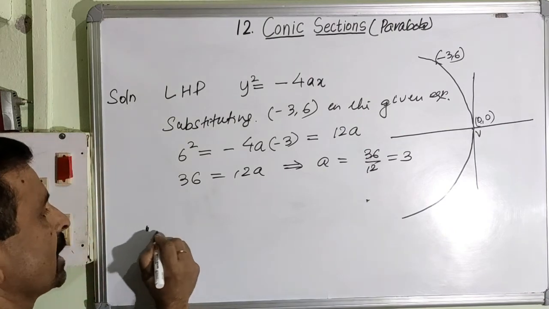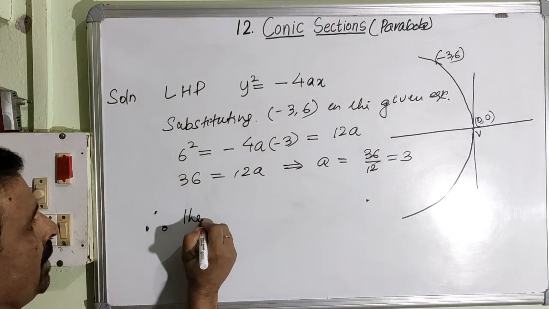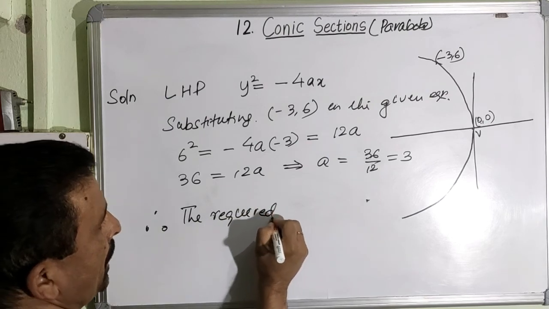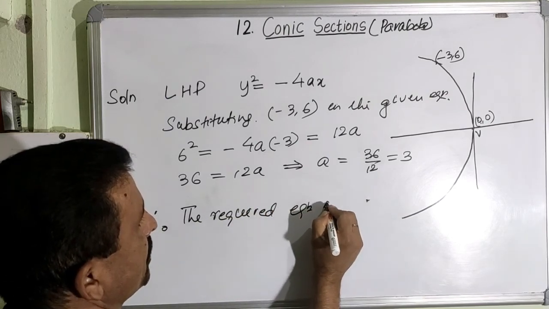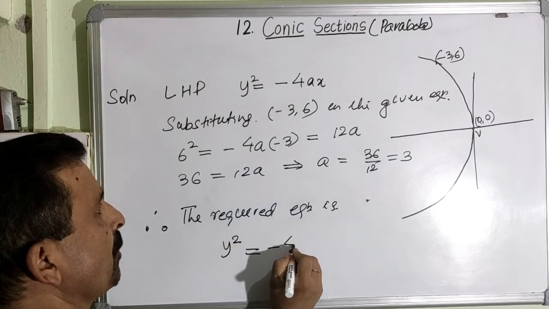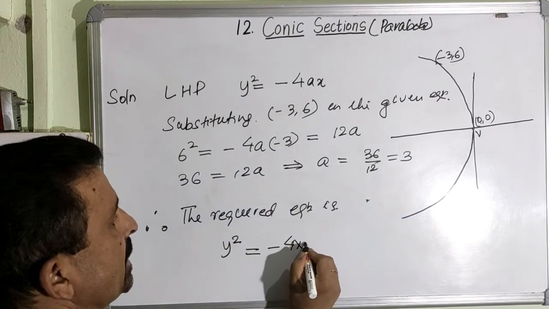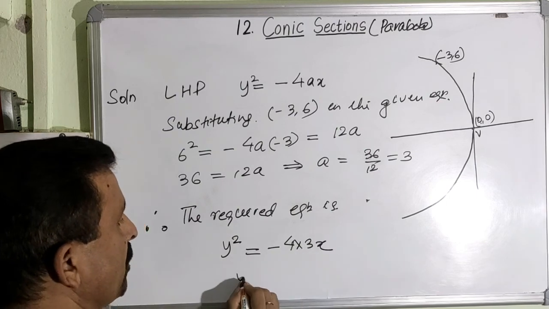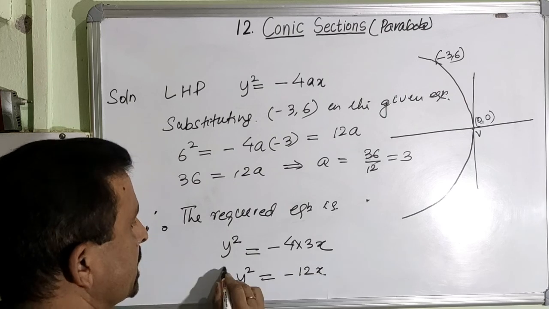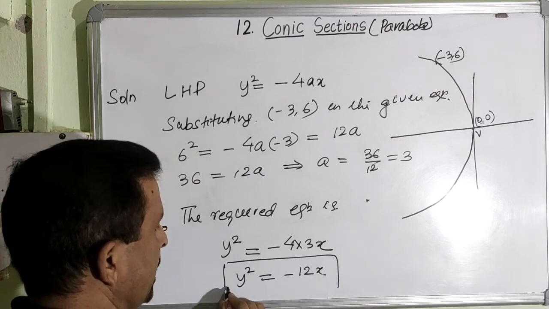And therefore, the required equation is: y square is equal to minus 4, a we calculated as 3, and then x. Therefore, y square is equal to minus 12x. This is your required equation of the parabola.